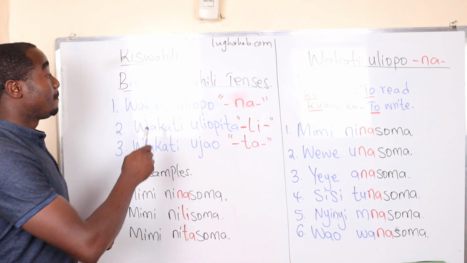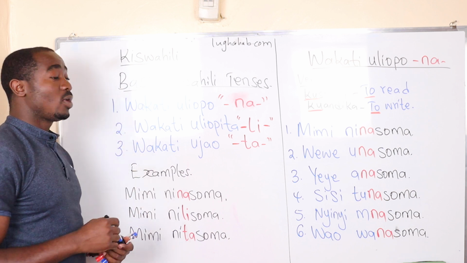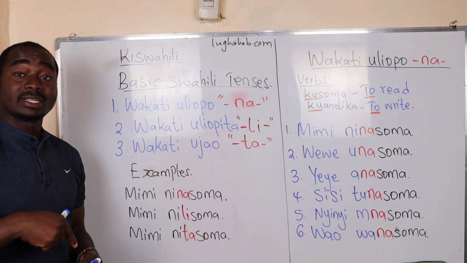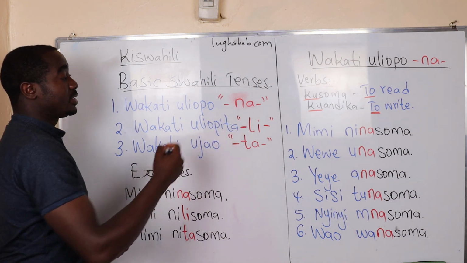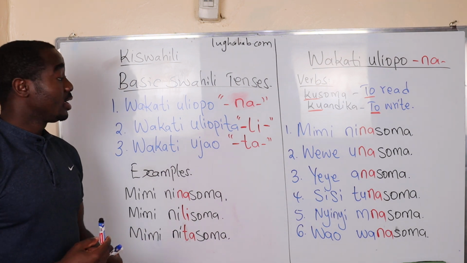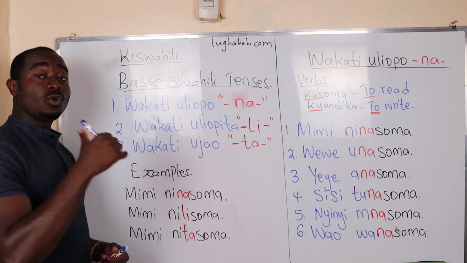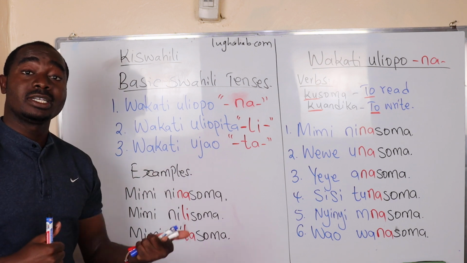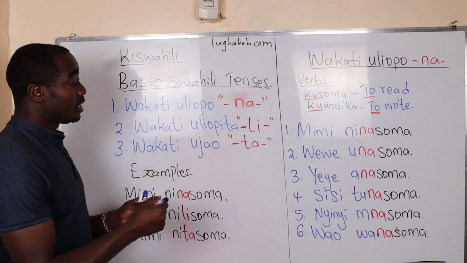Here we have basic Swahili tenses. The first one here is wakati uliopo. Wakati uliopo simply means the present tense. It is represented by the marker na. And then the second tense is wakati uliopita. Wakati uliopita is the past tense. It is represented by the marker li.